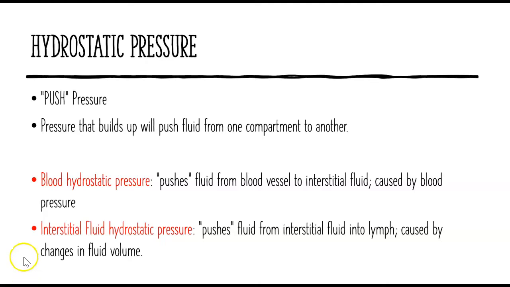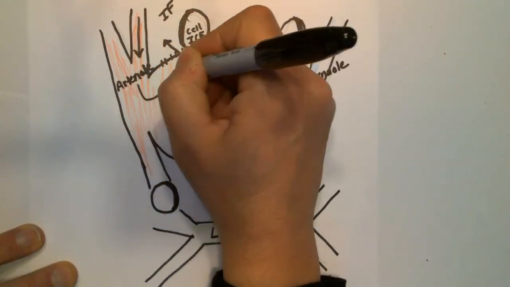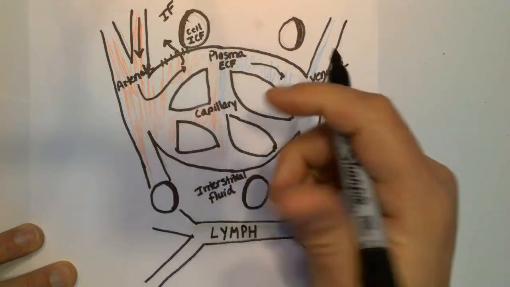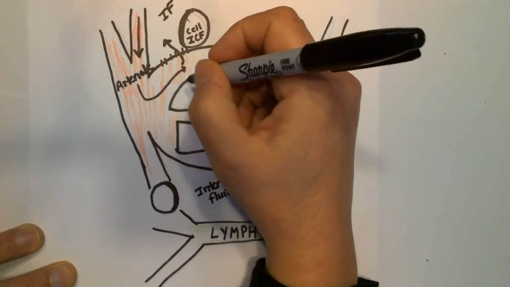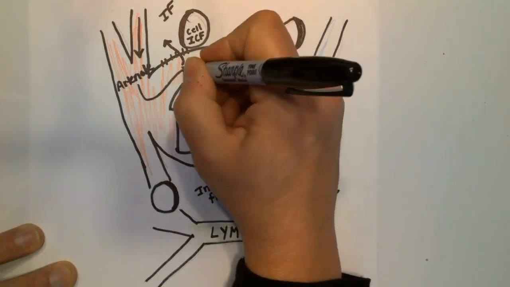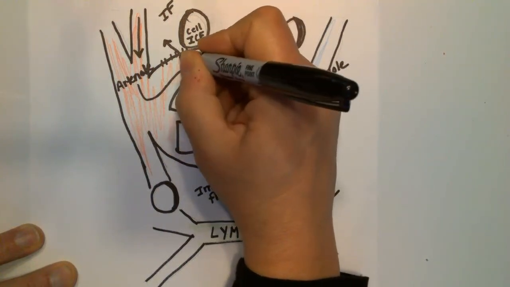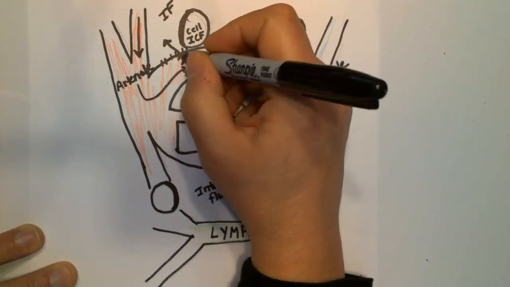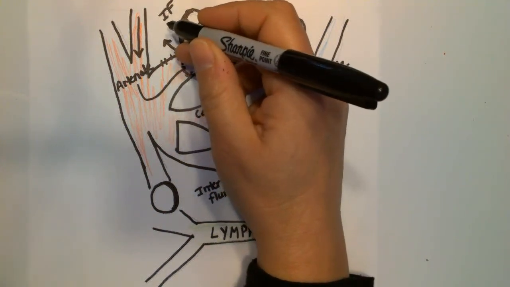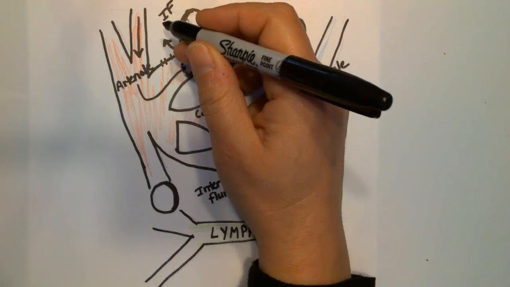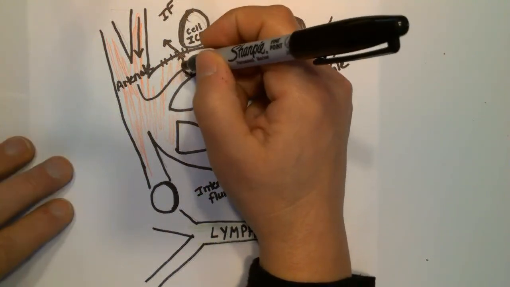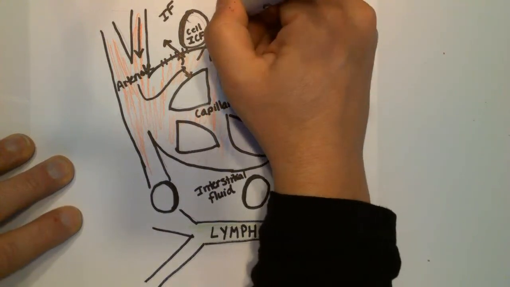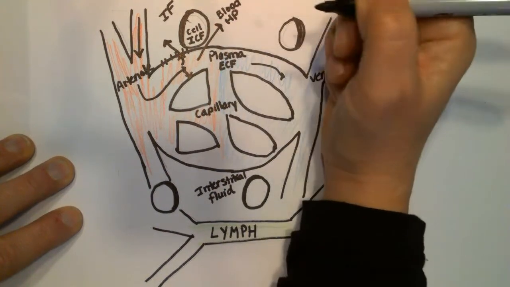So again, if you look at the diagram, as the blood is coming down through this area, the capillaries are getting narrower and narrower, so the blood pressure is going to increase, right? And what happens is the pressure of that blood puts pressure on the walls of these arterioles. And that pressure pushes the fluid out to the interstitial fluid. So this here, going from plasma to interstitial fluid, is going to be the blood hydrostatic pressure. That's what's going to cause it to occur.